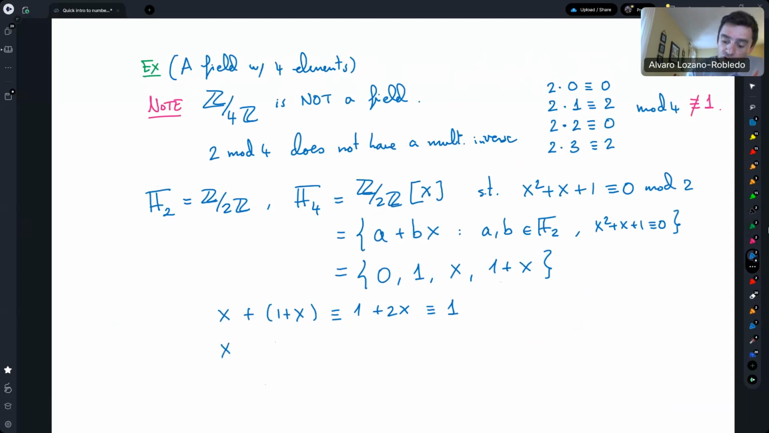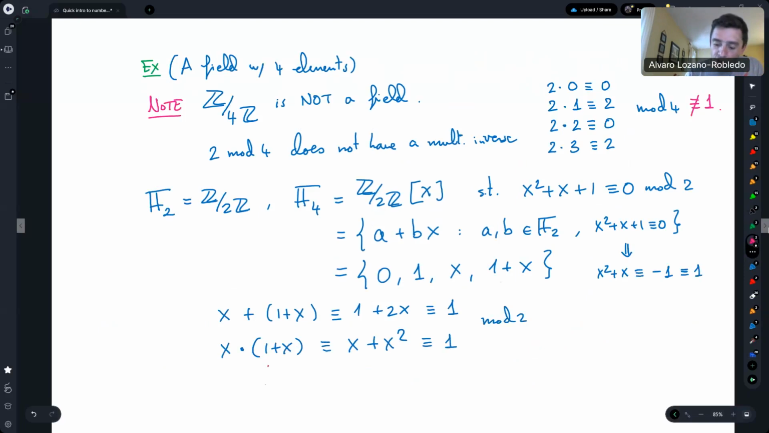How much is x times 1 plus x? x times 1 plus x is x plus x squared. But you see, x squared plus x plus 1 is 0. So that means that actually x squared plus x is congruent to minus 1, which modulo 2 is just congruent to 1. So this is actually just congruent to 1 modulo 2. This, by the way, tells you that the inverse of x in this field is precisely 1 plus x.